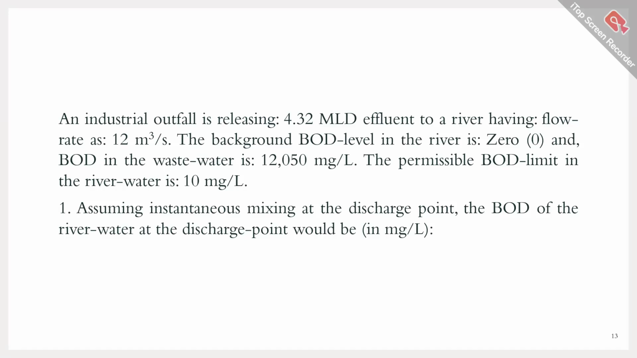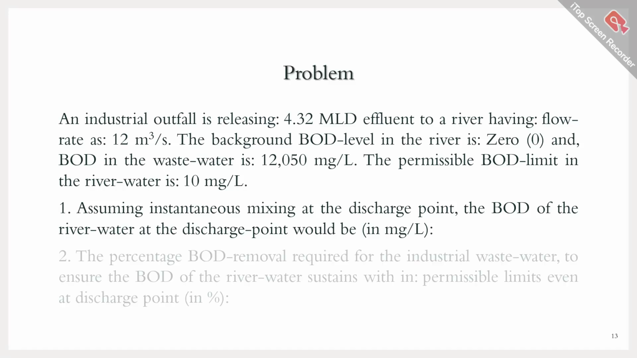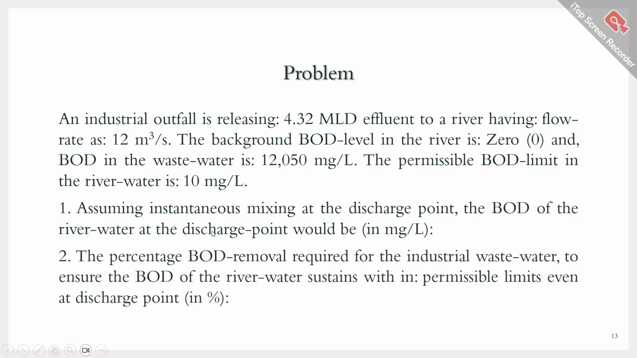So now we will see the second problem. The percentage BOD removal required for the industrial wastewater to ensure the BOD in the river water sustains within the permissible limits even at the discharge point, in percentage. So the number 2 problem will require this data. The permissible BOD limit in the river water is 10 milligram per liter. So this data will be utilized in the second problem.